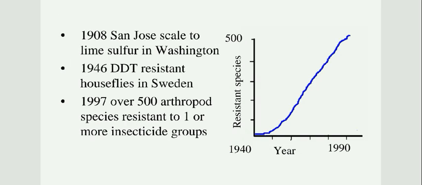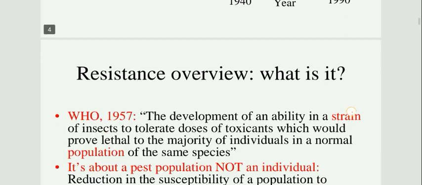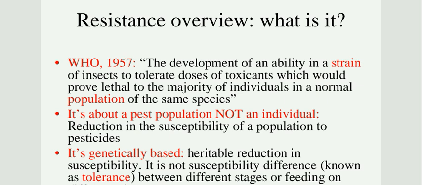So resistance is kind of increasing. Resistant species are also increasing. What is it? The development of an ability in a strain of insects to tolerate dosage of toxicants which would prove lethal to the majority of individuals in a normal population of the same species.